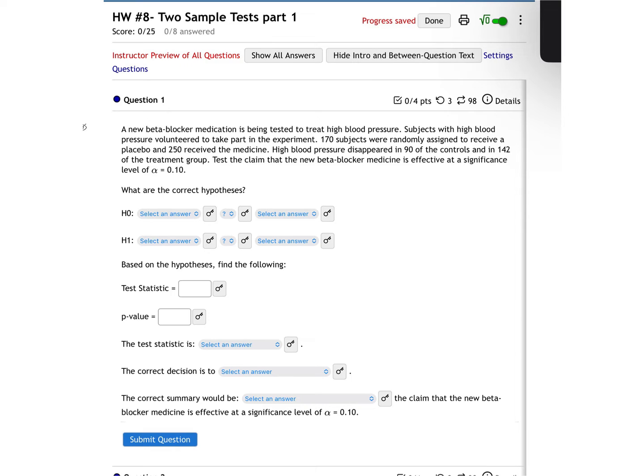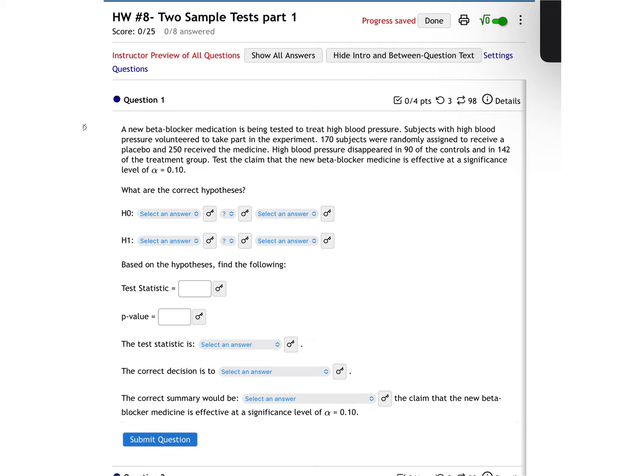170 subjects would receive a placebo, and 250 subjects received the medicine. High blood pressure disappeared in 90 of the controls and in 142 of the treatment group. Test the claim that the new beta blocker medicine is effective with a significance of 0.10. All right, so what are the things that we know?